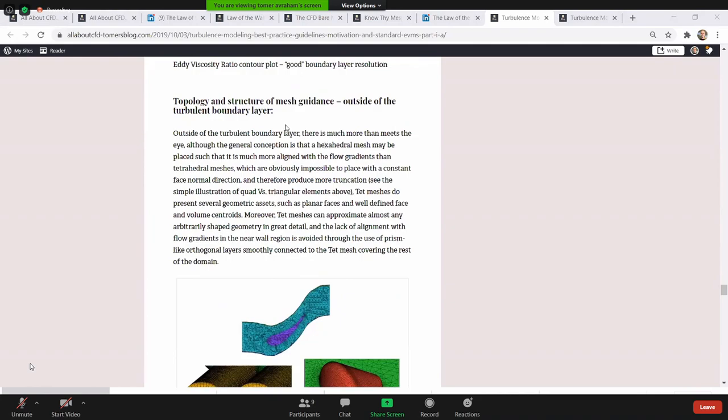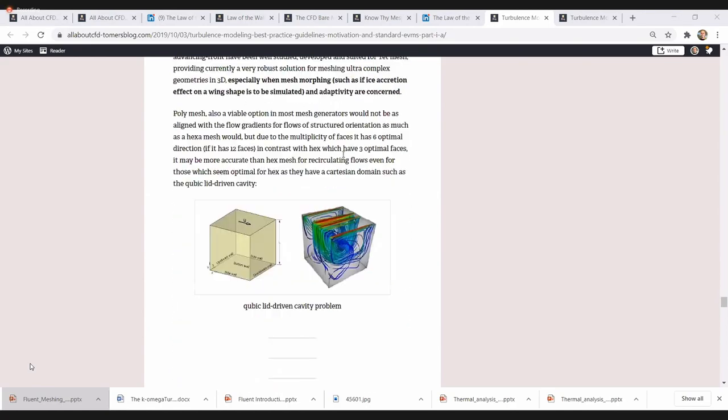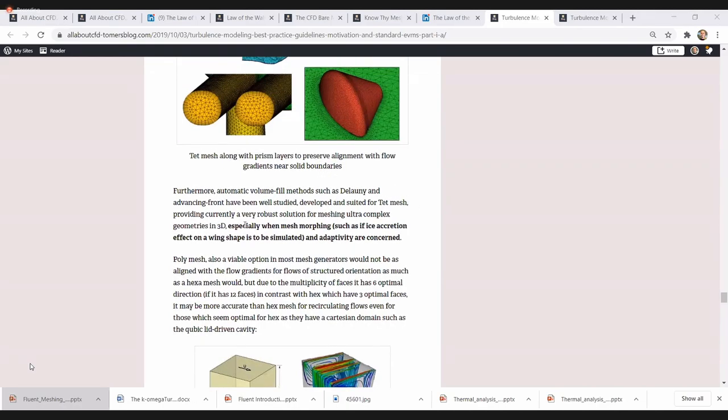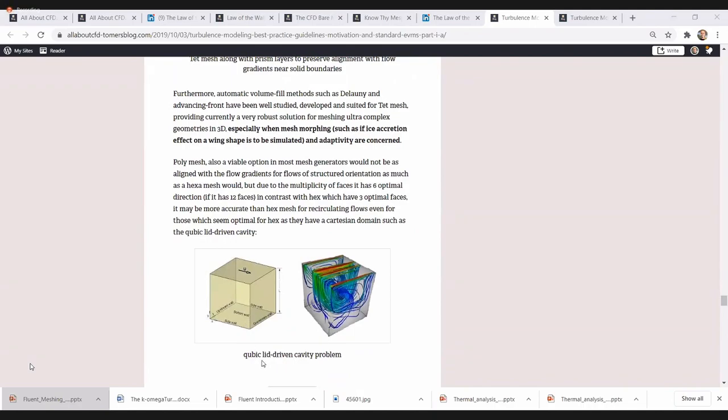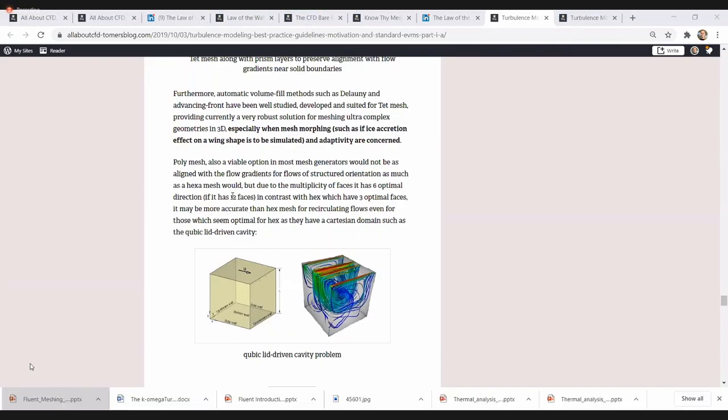Topology of mesh is very important. This is something very interesting. What you see here is a cubic lid-driven cavity problem. If someone doesn't understand, it's a cube. The upper face is moving with a certain velocity, and we'd expect that this cubic lid-driven cavity problem would be tailor-made for hex mesh, right?